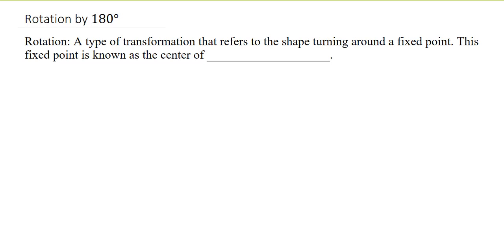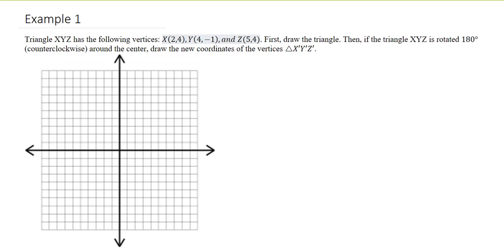Rotation by 180 degrees. So just to recap, rotation is a type of transformation that refers to the shape turning around a fixed point. This fixed point is known as the center of rotation. Now, notice that we're doing this by 180 degrees only in this video.